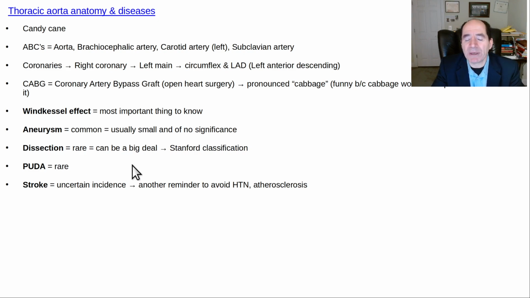Dissections, they're rare. They can be a big deal. The Stanford classification is good for that. These are the kind of things I think about when I'm on call, but I hardly ever see this stuff. PUDAs, penetrating ulcer of the descending thoracic aorta. Yeah, it's really rare, but it can be a big deal. Strokes from atherosclerotic plaque, with the retrograde flow going up into the brain. Yeah, it can happen, but it's relatively uncommon. We don't look for it that much. We certainly look at the arch on a CTA after a stroke, but that's not like the main point.